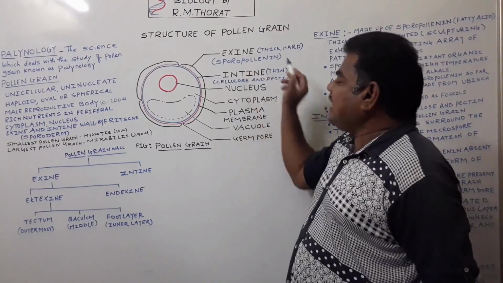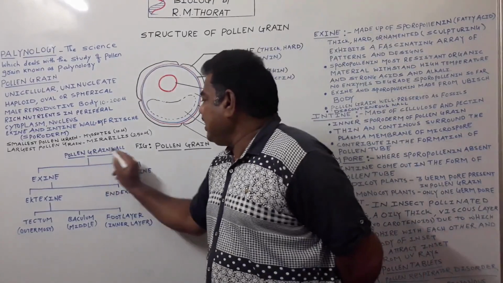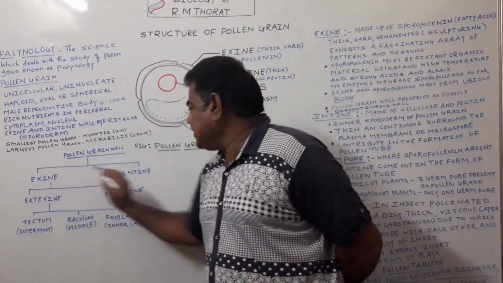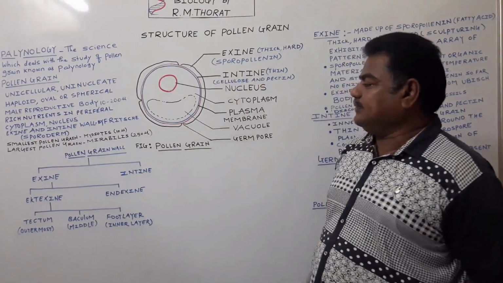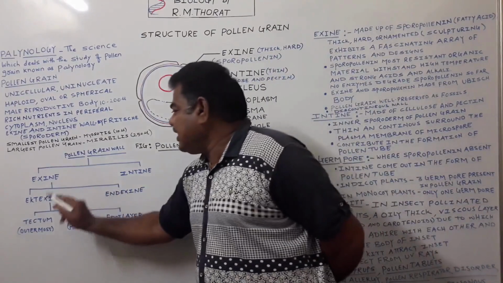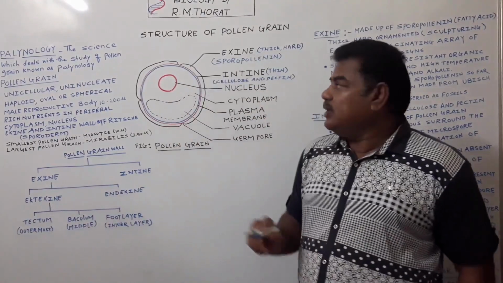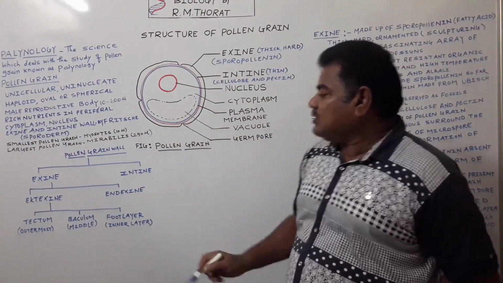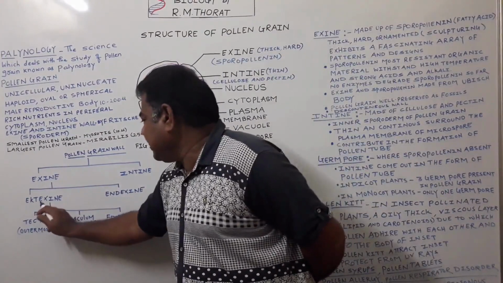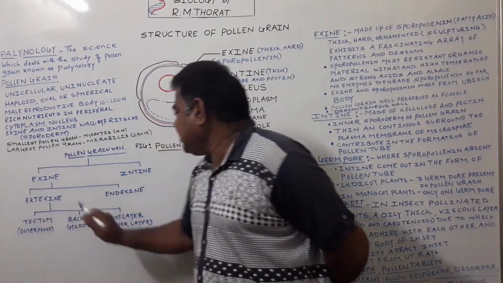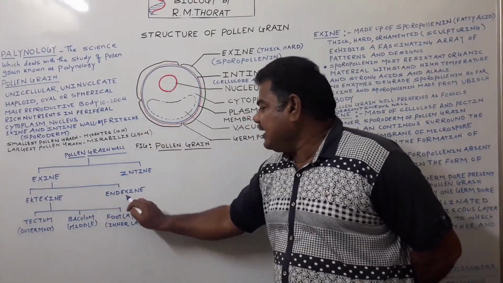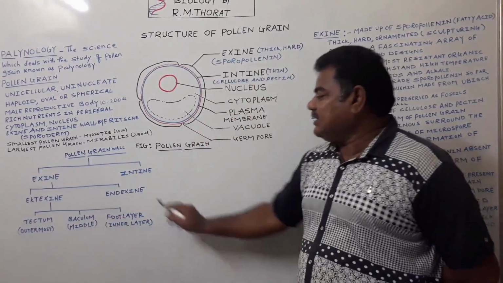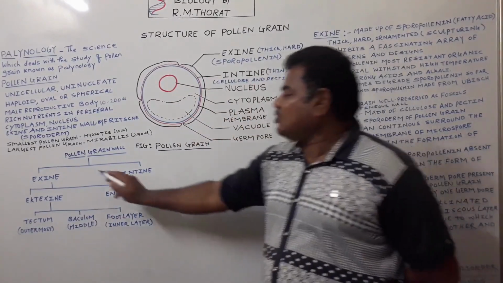Let us see this pollen grain wall. It is made up of two walls. One is the exine and second is the intine. Now exine is also made up of two sub walls. We call one ectexine, and the second we call endexine. Ectexine and endexine are the parts of exine.